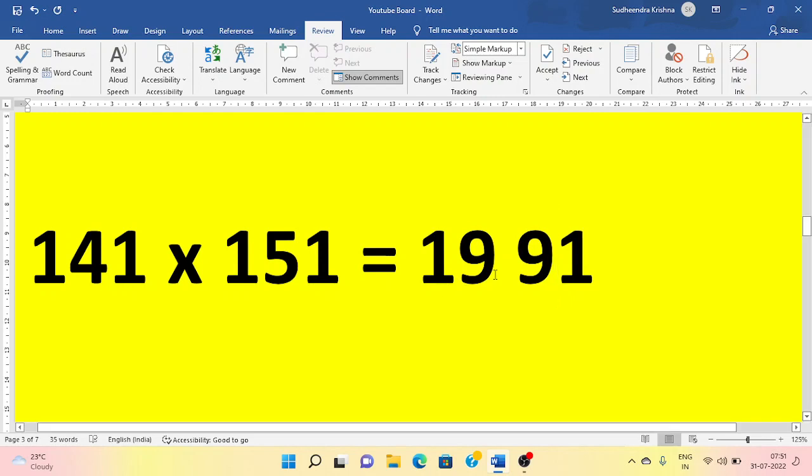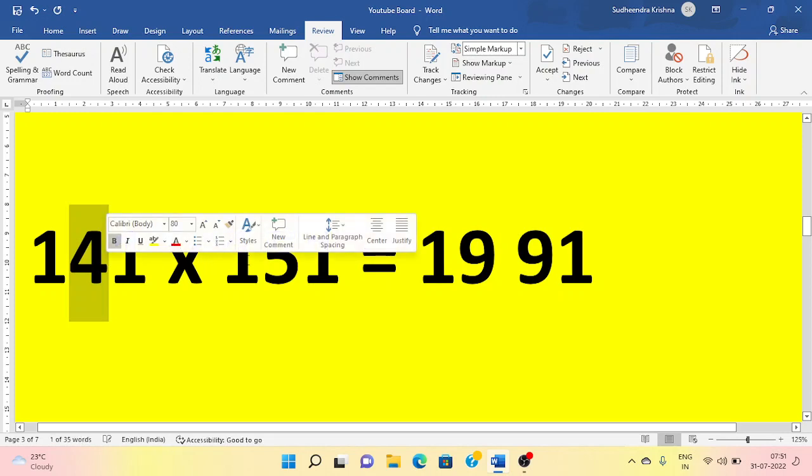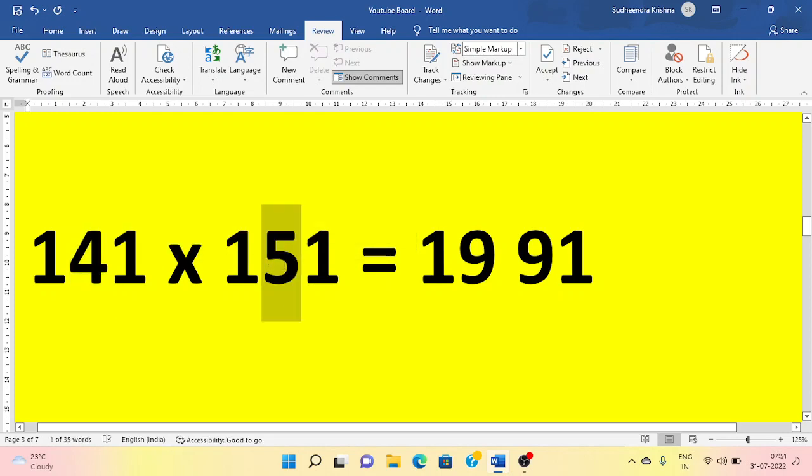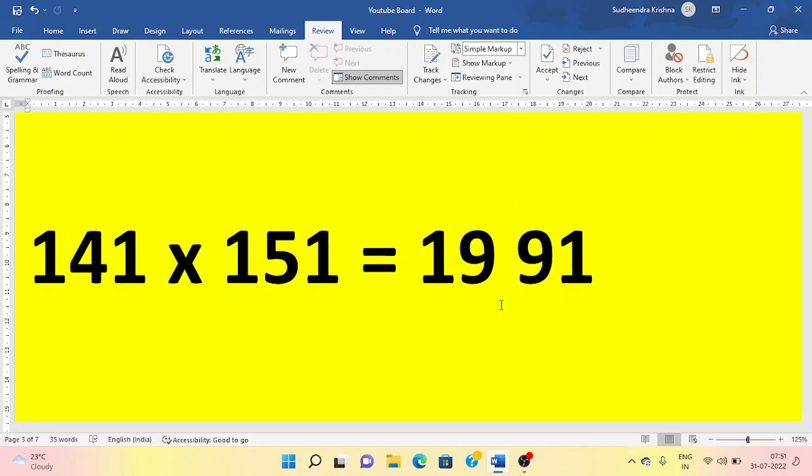Now you have to get the middle portion of the answer. Previously we added 4 and 5; now you multiply 4 and 5 and add 2 to the result. So 4 into 5 is 20, 20 plus 2 is 22. But 22 is a 2-digit number, and we can take only a single digit. So out of 22, I'll take 2 here, and I'll carry over 2 to the left number.